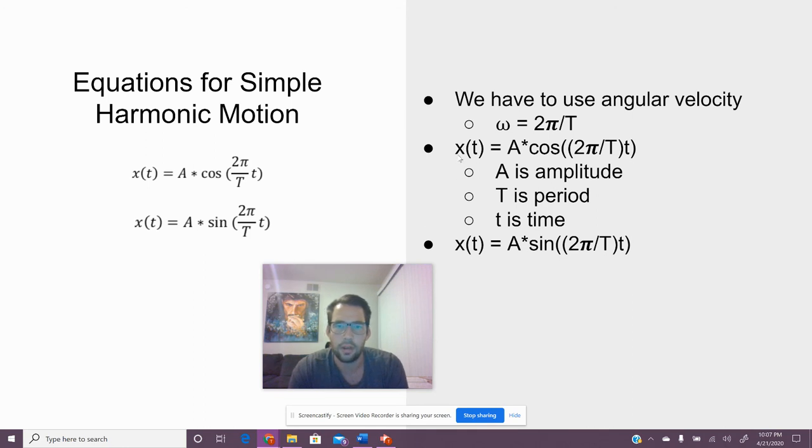So our wave equation is x of t, the displacement at a certain time, is going to be equal to the amplitude times cosine of 2 pi over the period times t for time. A is for amplitude, capital T is for period, little t is for time. The only thing that changes between these two equations is this one has cosine and this one has sine. We're going to learn when to use each one of those in the next video.